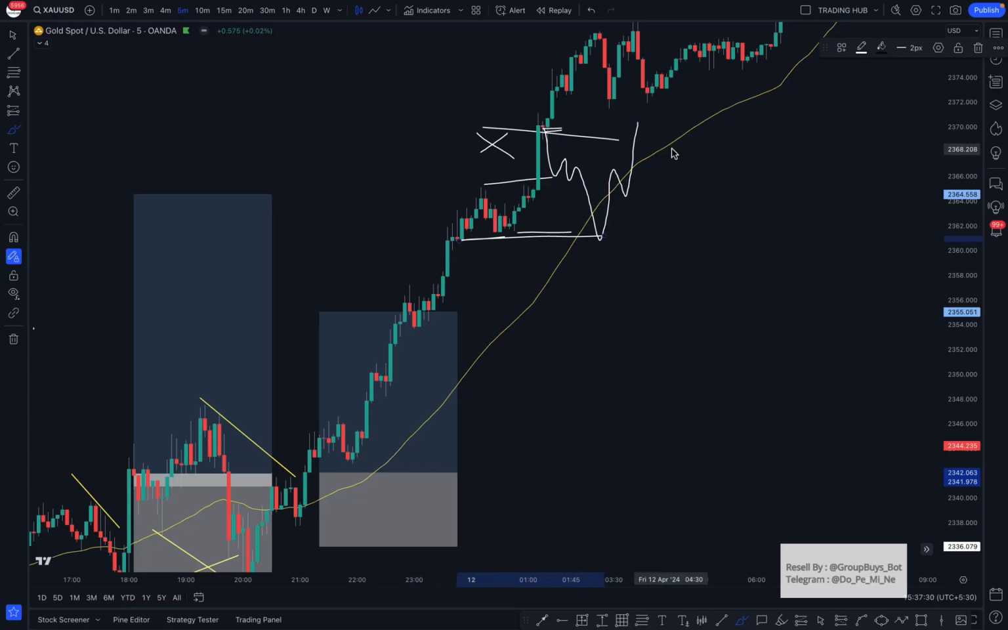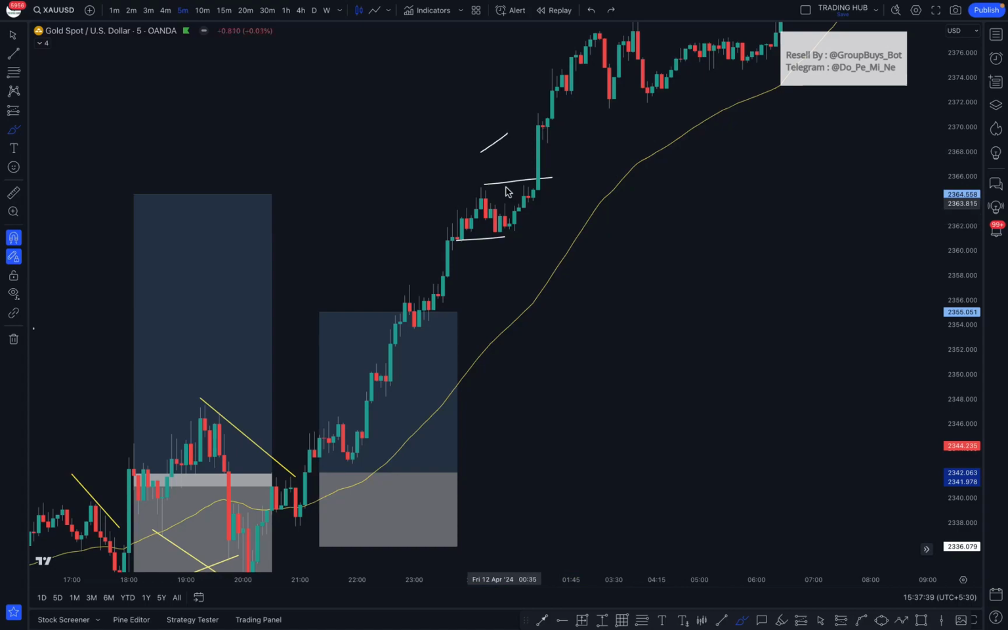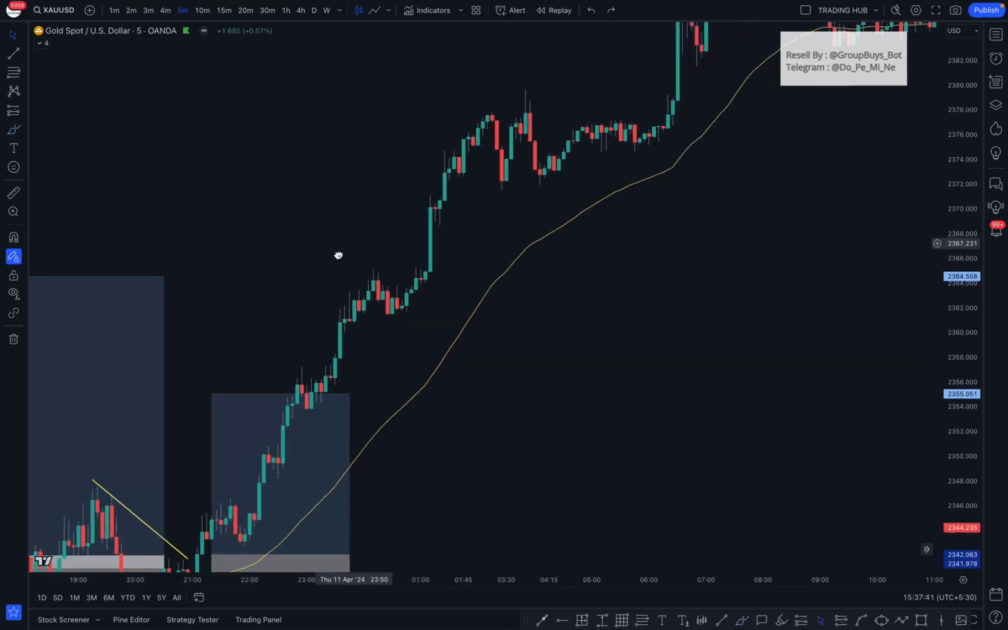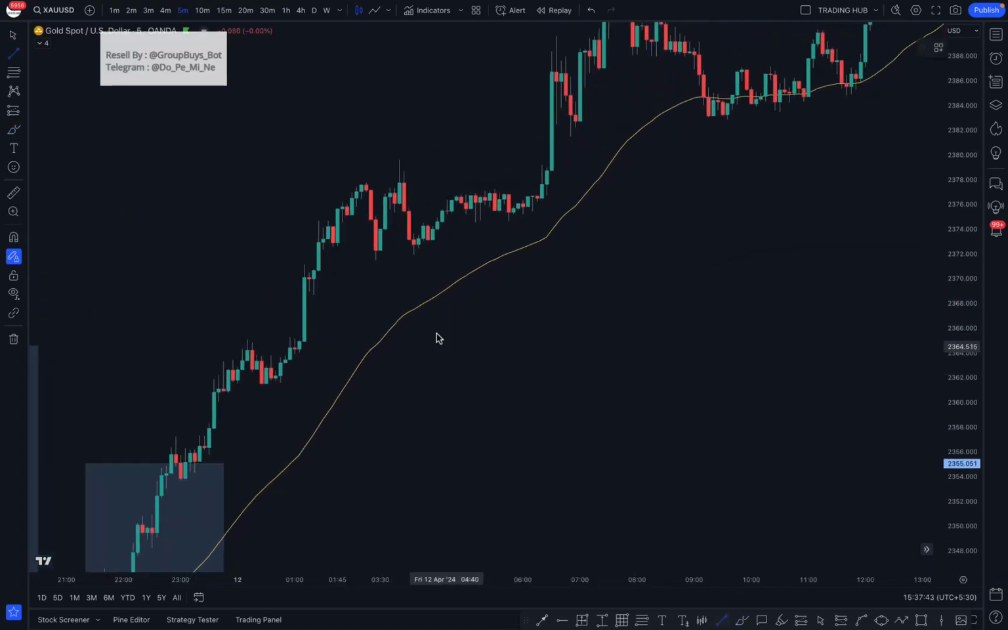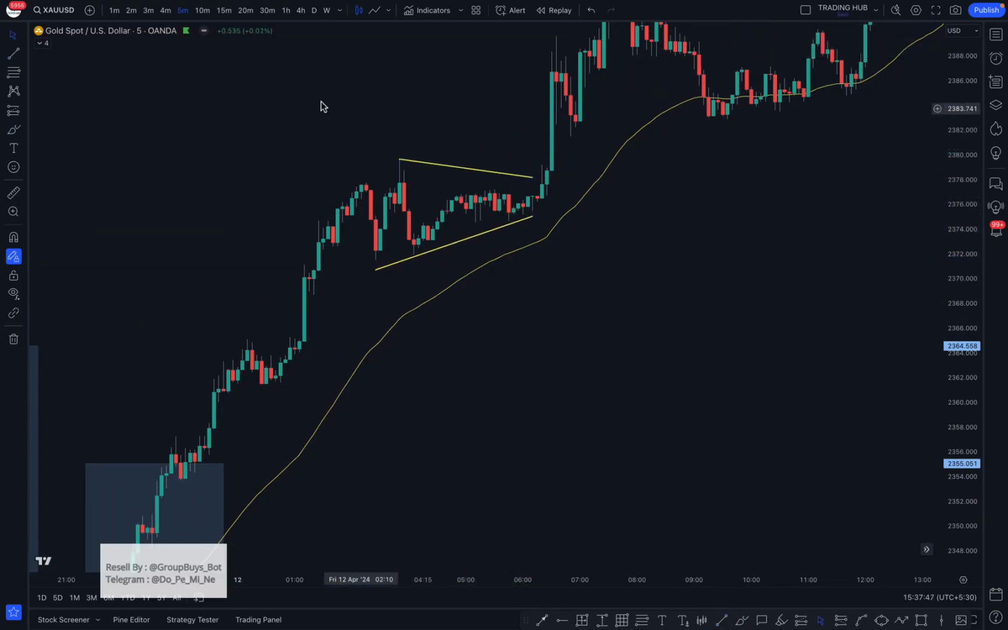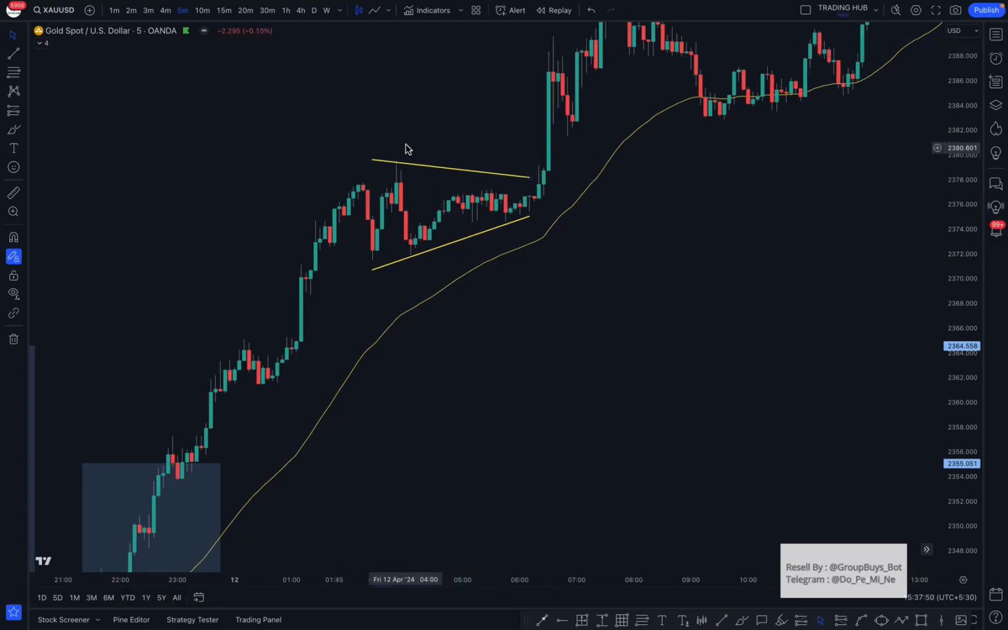Okay, so probably you need to wait for it to reject from the exponential moving average so we can buy or sell. Okay, so this is important. Another thing is here, look at this one. This is a strong, clear structure here. Breakout, and after this breakout, price continued going higher. Okay, but you don't need to enter here.